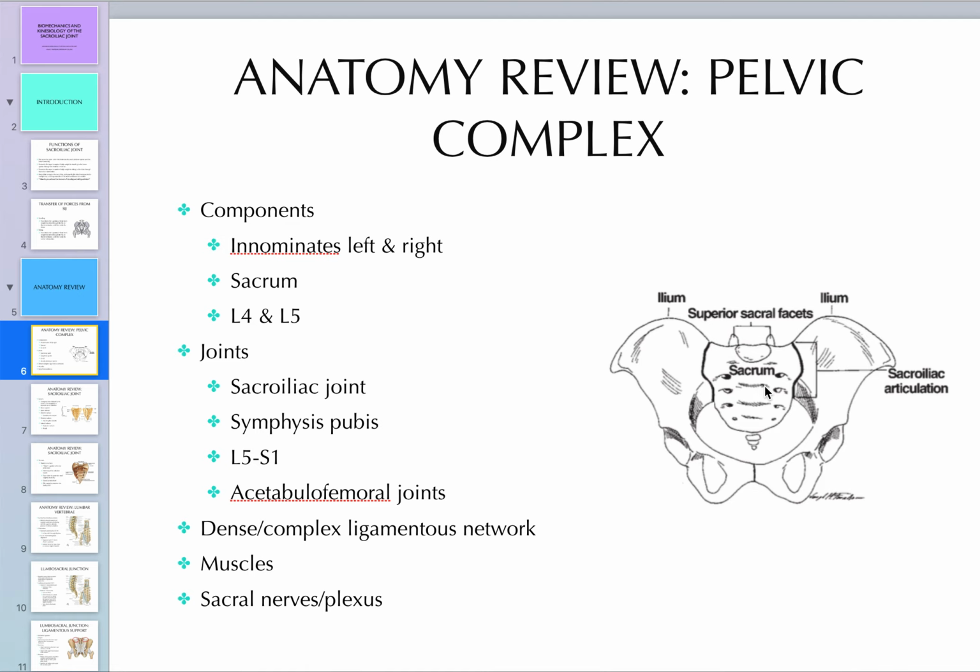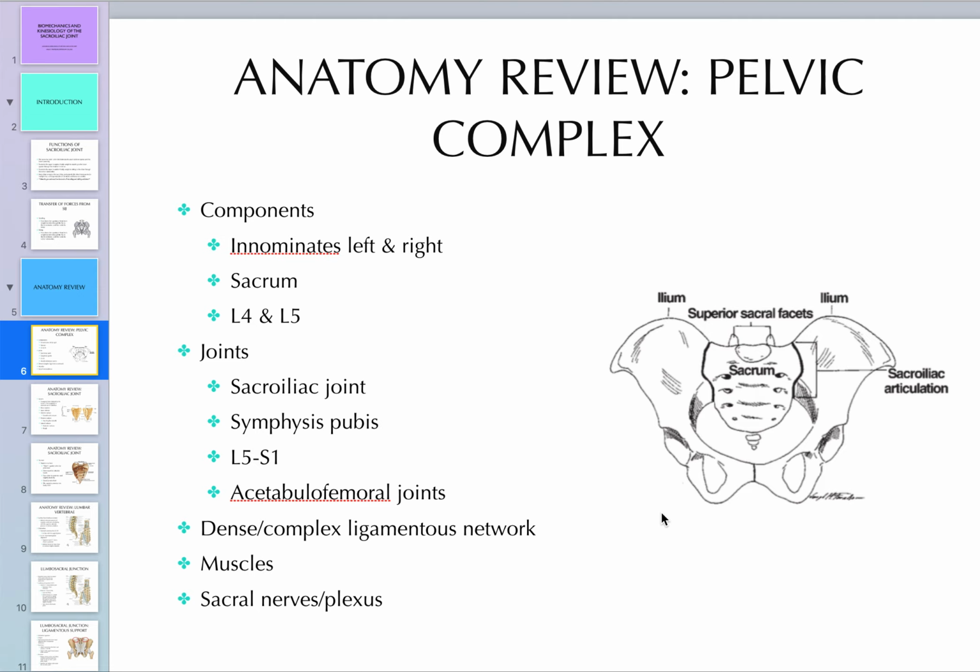In terms of joints, we have the sacroiliac joint, number one, and number two, the right and the left. We have the pubic symphysis right here, symphysis pubis joint, and that is a cartilaginous joint in between the two innominates. We have articulation between L5 and S1, which we mentioned in the lumbar lecture, but we'll go over that one more time. And of course, we have the acetabular-femoral joint, and we covered that in the hip lecture.